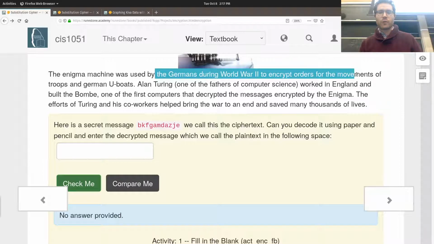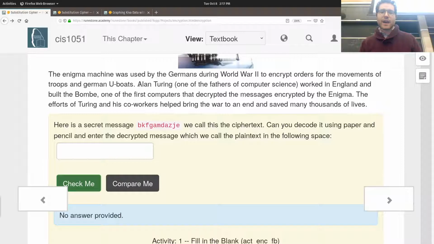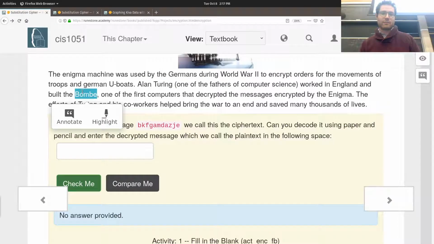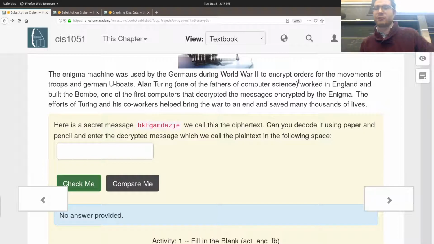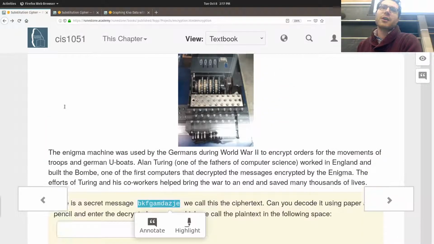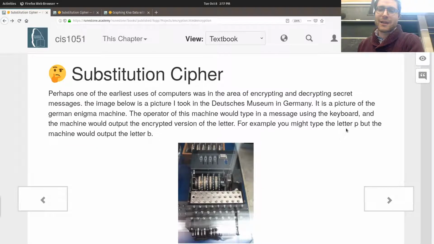The Enigma machine was used by the Germans during World War II to encrypt orders for the movements of troops and German U-boats. Alan Turing worked in England, and he built the Bombe, one of the first computers, which decrypted messages encrypted by Enigma. We talked about that previously. So let's take a look at this secret message. Typically when we're given a secret message like this, there's a hint on the page somewhere. It says you might type in the letter P, and the output would be B. Okay, that seems like a pretty good hint.